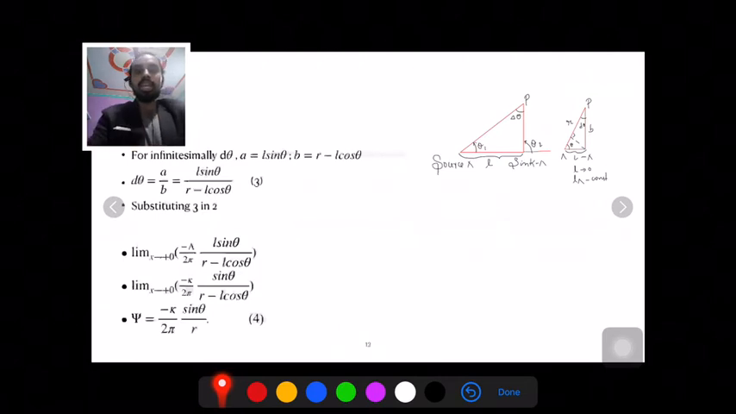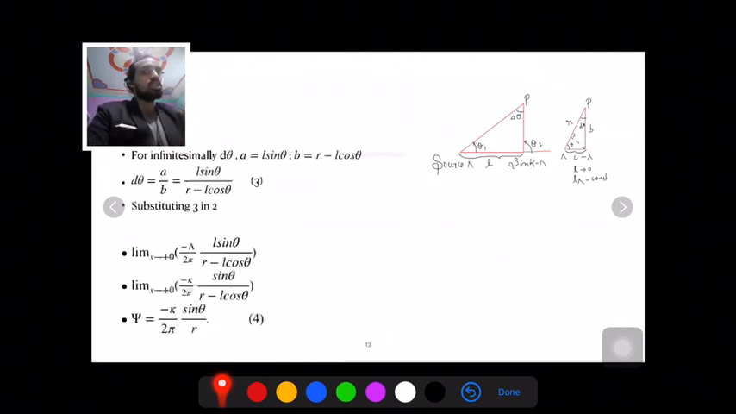Next, what is your lambda L? Lambda L is kappa, so minus kappa by 2 pi sine theta over R minus L cos theta. I hope this is clear up to here. Next, my limit is tending to 0, right? Basically my limit tending to 0, it's not x, it is actually L here. So limit of L tends to 0. If L is tending to 0, that means this part is gone. What I am left with is minus k by 2 pi sine theta by R. This is my stream function.